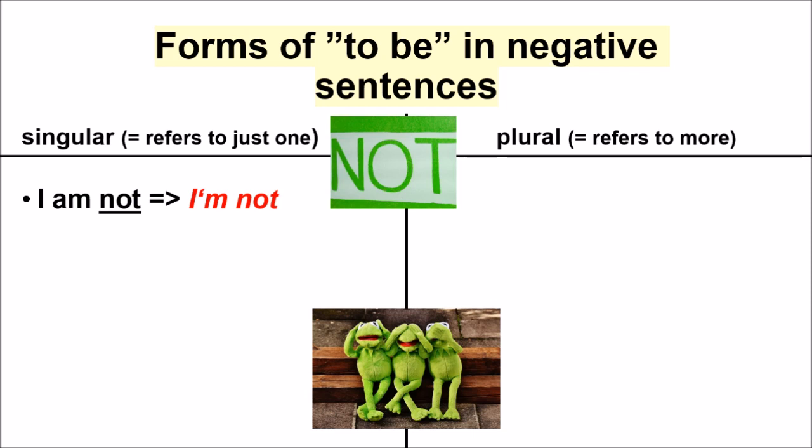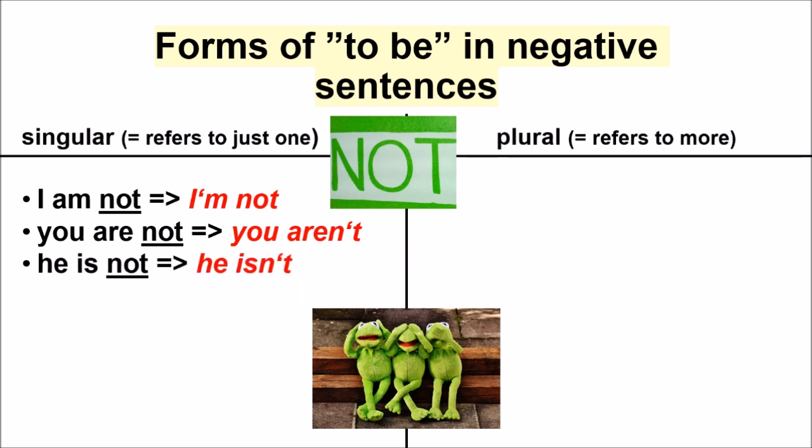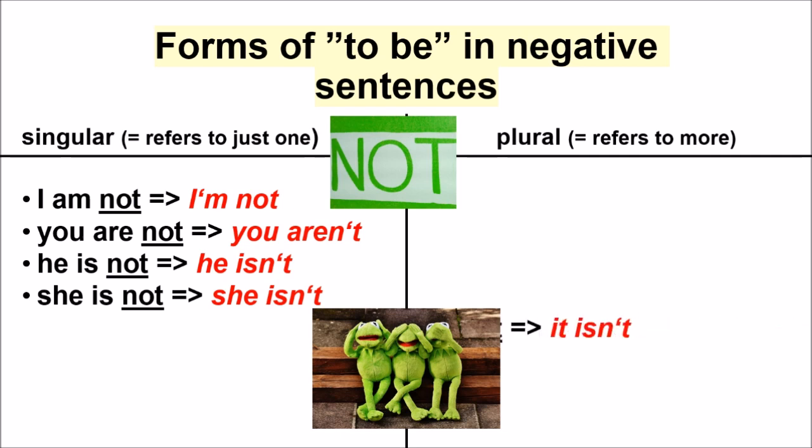Add an apostrophe. Or second form, you are not. Here you've got to remove the letter O. The letter O has to be removed and an apostrophe is added. You aren't. Same applies to the third person. He is not, he isn't. She is not, she isn't. It is not, it isn't. And again, the short forms are much more common.